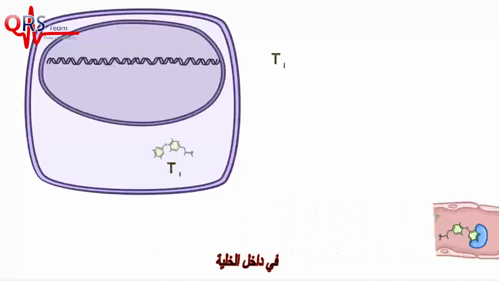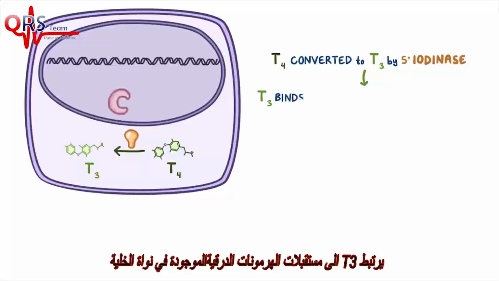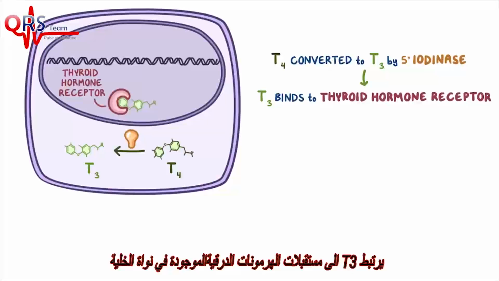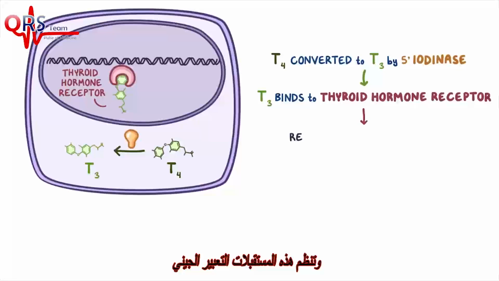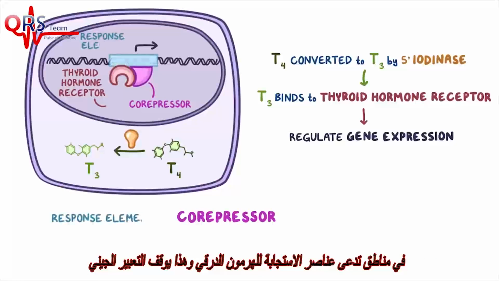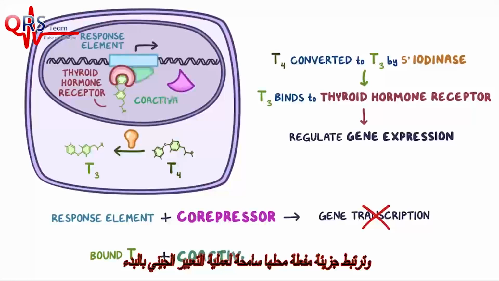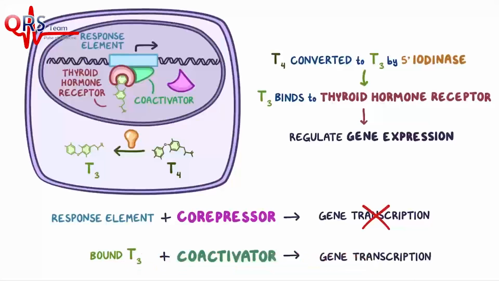Once inside the cell, T4 is mostly converted into T3 by the enzyme 5-iodinase. T3 binds to thyroid hormone receptors which are within the cell's nucleus, and these receptors regulate gene expression. Normally, the thyroid hormone receptor, along with a co-repressor molecule, is bound to DNA regions called thyroid hormone response elements, and that blocks gene transcription. When T3 binds to its receptor, the co-repressor molecule gets displaced and a co-activator molecule attaches instead, allowing gene transcription to proceed.